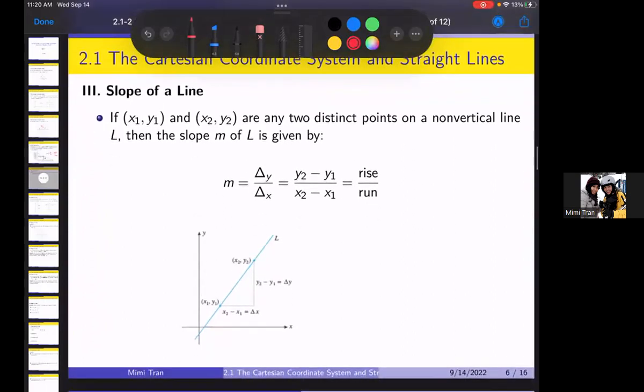For this class, I rarely ask you to do the rise over run thing, but if you want, you can. I'm not going to stop you. For me, I use the formula. It's the difference of y over the difference of x.